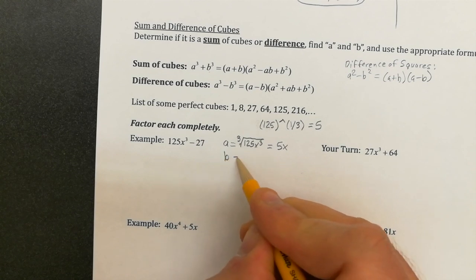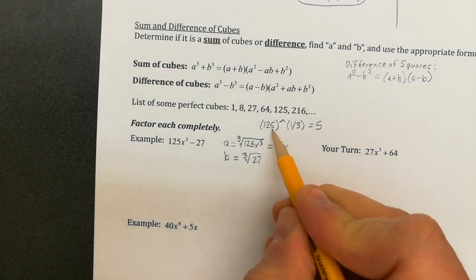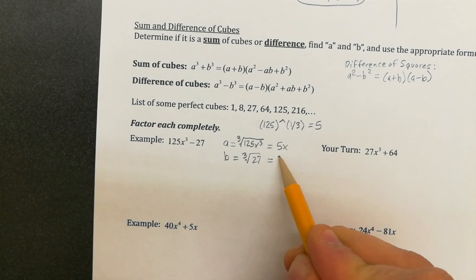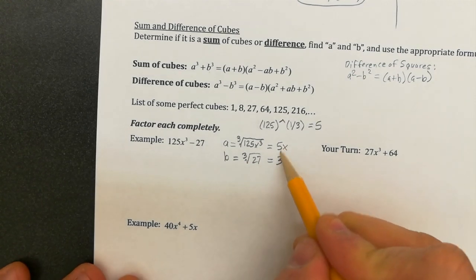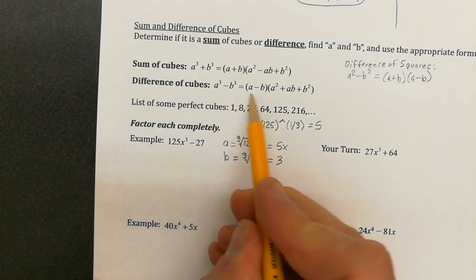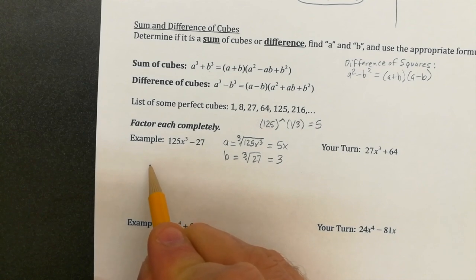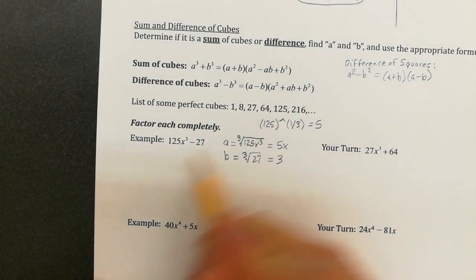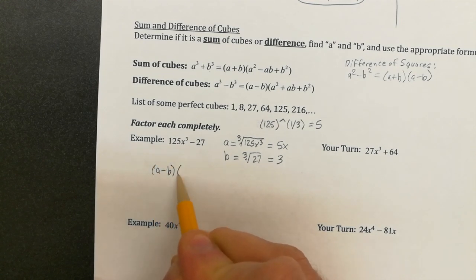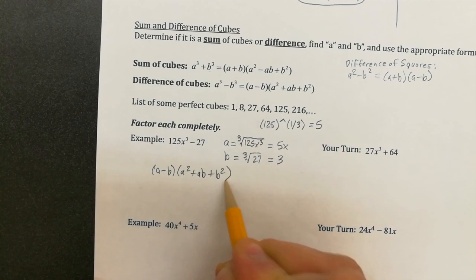And then what's the cube root of 27? Again, you could do this thing in your calculator, 27 to the 1/3 power. Some of you might already know the cube root. It's 3. And then, so that's our A and that's our B. And now we just plug this into, this was a difference of cubes, so we have to use that formula here. So let me write out the right-hand side of that formula. So A minus B times A squared plus AB plus B squared.